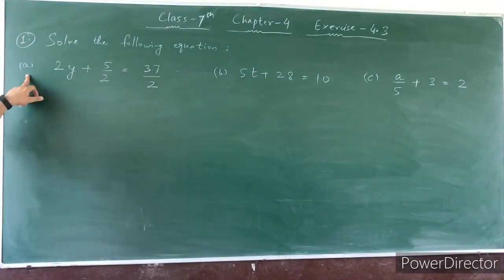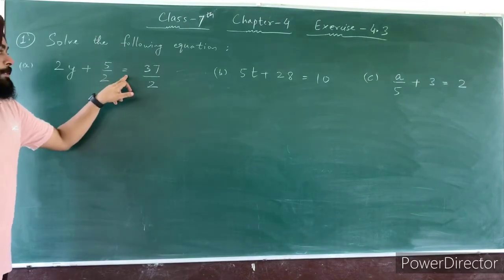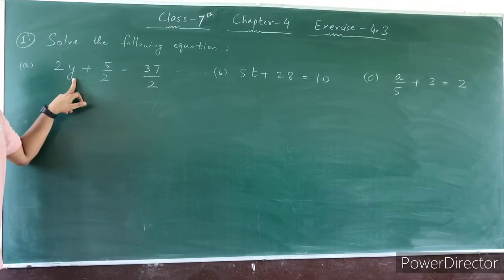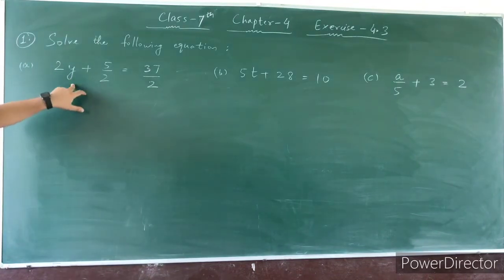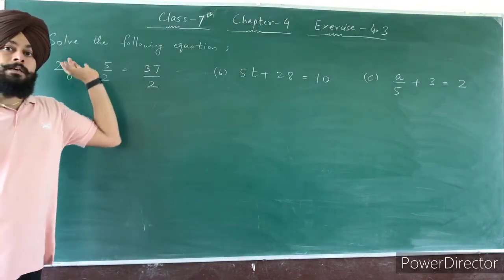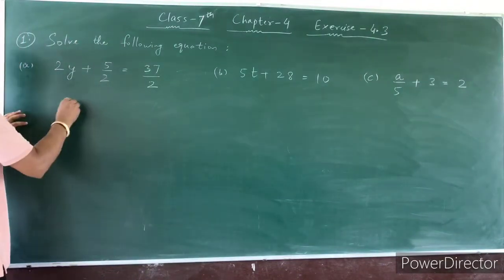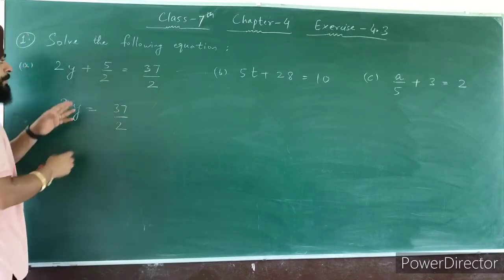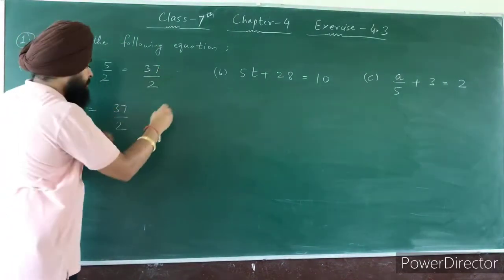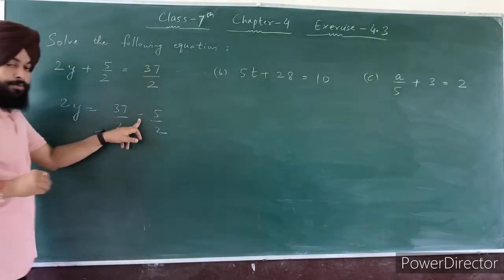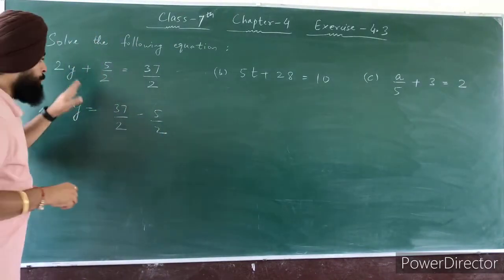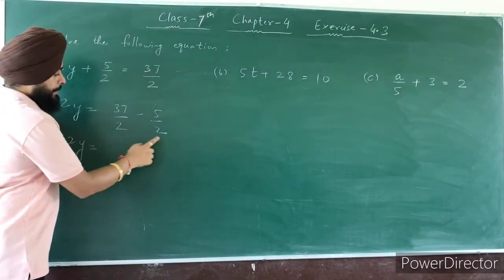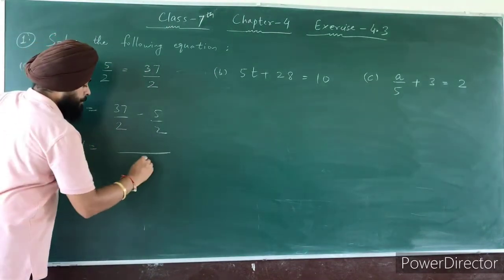Alright, the first, A part, is 2y plus 5 by 2 is equal to 37 by 2. So in the first equation the variable is y. You have to find the value of this variable y. First you have to separate the variable and the constants. So you have to write 2y is equal to 37 by 2, and take this 5 by 2 on the right hand side. So it becomes minus 5 by 2 because the sign changes when you take it on the right hand side. Now you have to see here the denominator is the same, therefore the LCM is 2.